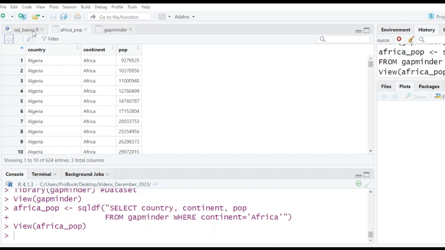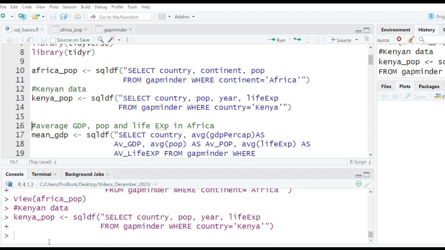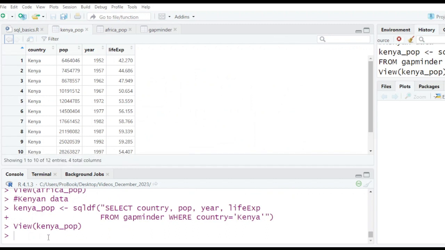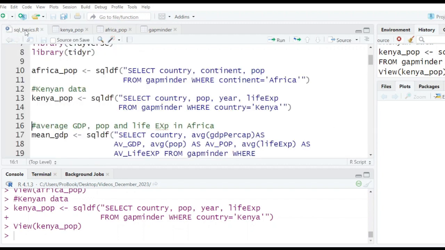So that's one of the commands that I could give, or I could try to select for me country, population, the year, life expectancy from Gapminder where country is equal to Kenya. So what it does is it gives me the data for Kenya only. And you can see the data there, with country as Kenya. So the commands are basically easy to follow and easy to use.